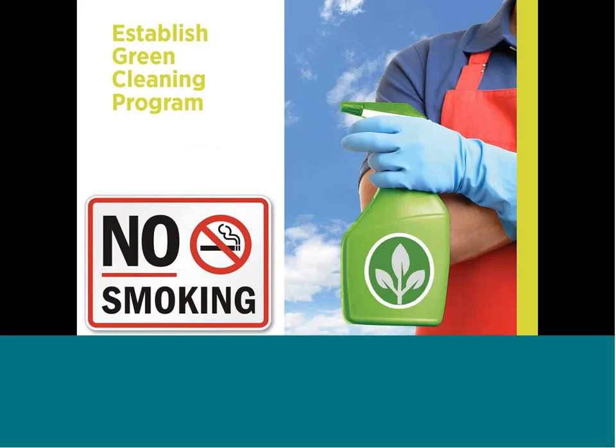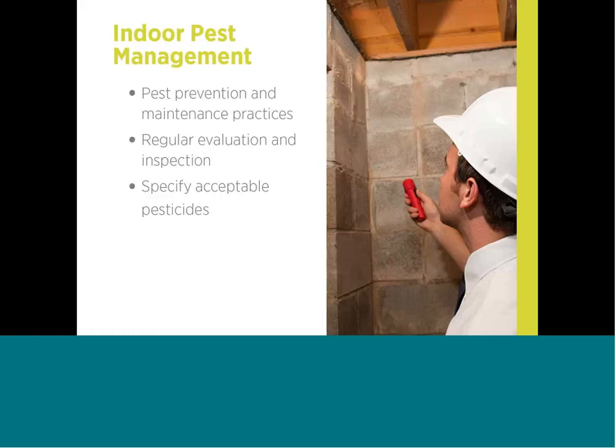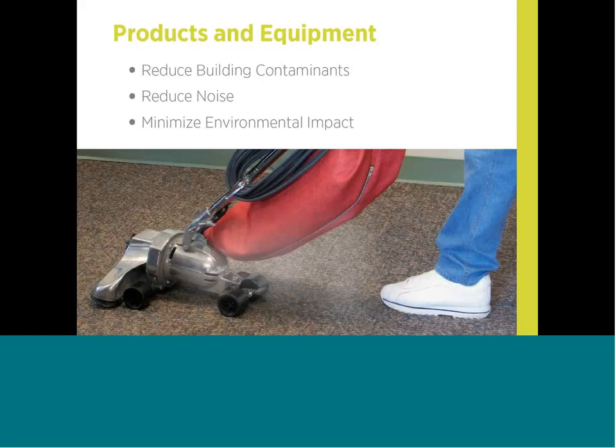In addition, it is important to develop requirements for a formal no smoking or tobacco-free campus. An indoor integrated pest management policy, or IPM policy, should be put in place to reduce the level of exposure that occupants have to toxic chemicals used to kill pests. Your plan might also reference the use of sustainable products and equipment to reduce building contaminants, minimize environmental impact, and reduce noise. Outline a process for tracking purchasing and maintenance costs for these products.